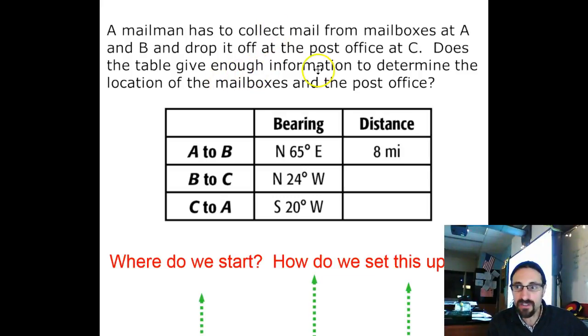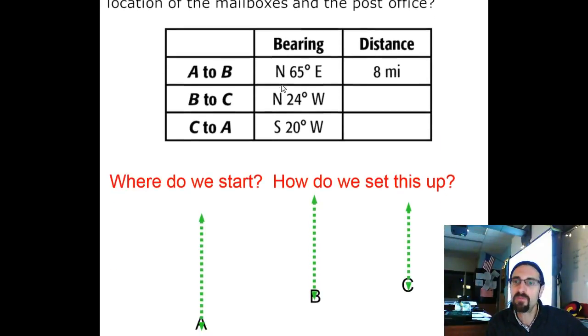Does the table give enough information to determine the location of the mailboxes and the post office? All right, so what does this mean? Well, they give you bearings, and the first thing you have to do when you get a problem like this is write down your points and start with something. Then they suggest that you draw an auxiliary line due north, or straight up, and that is just a way to help you get your bearing, so you understand, all right, north is up.